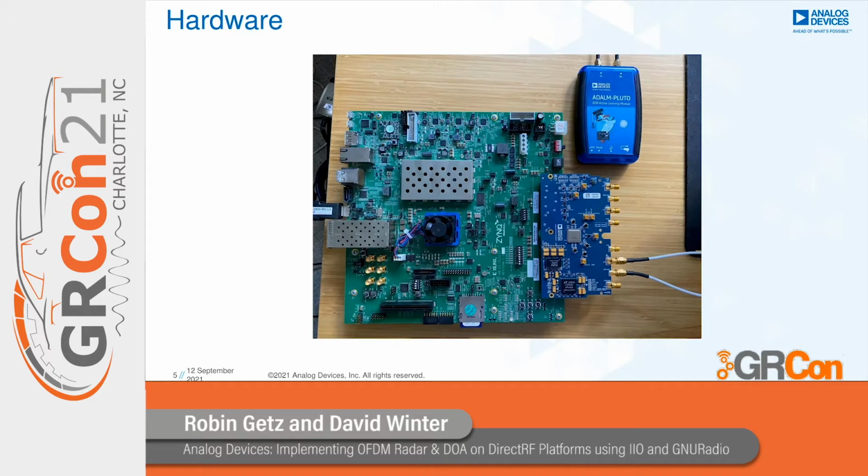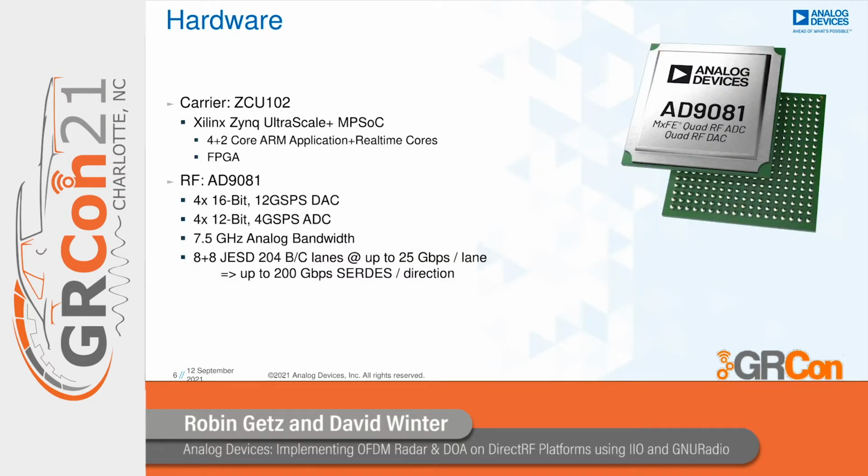To the left, you just have a large FPGA carrier board with a Zynq MPSoC, so that's an FPGA in combination with some ARM cores running Linux. And to the right, we have the DirectRF evaluation board that's carrying an AD9081. That's one of the newer 4-channel DirectRF chips.